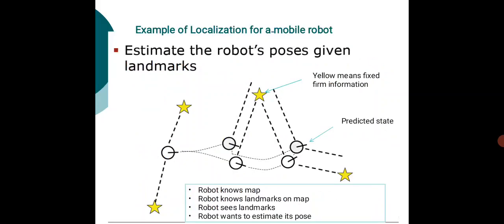Here is an example of localization for a mobile robot. This will estimate the robot's pose given the landmarks. So the robot knows the landmarks on the map, and it will see a landmark and want to estimate its pose. Here the yellow stars mean fixed, firm information, and the round circles tell you about the predicted state.